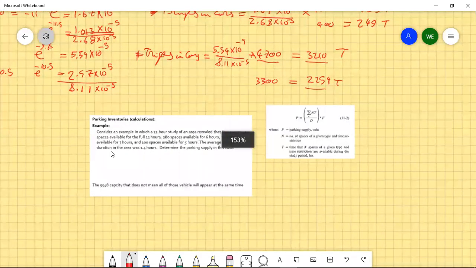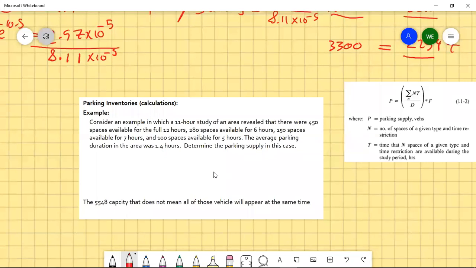What the example is saying is that an 11-hour study of an area revealed that there were 450 spaces available for 12 hours. So here we have 450 multiplied by 12 hours, plus 280 spaces available for 6 hours, 280 multiplied by 6, plus 150 spaces available for 7 hours, 150 multiplied by 7, plus 100 spaces available for 5 hours, 100 multiplied by 5, divided by the average parking duration in the area, which was 1.4 hours. So divided by 1.4. Determine the parking supply in this case.